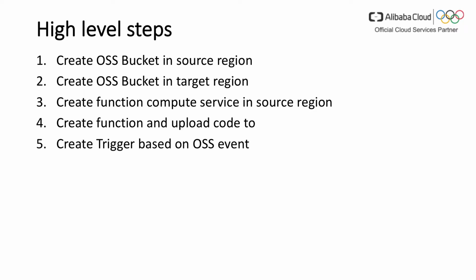Here is the high-level step of the topology. First of all, we will need to create a bucket in the source region, and then we will create a bucket in the target region, and we will then create a function compute service in the source region, and then we will create a function and then upload the code to the project, and then we will create a trigger based on the OSS event.